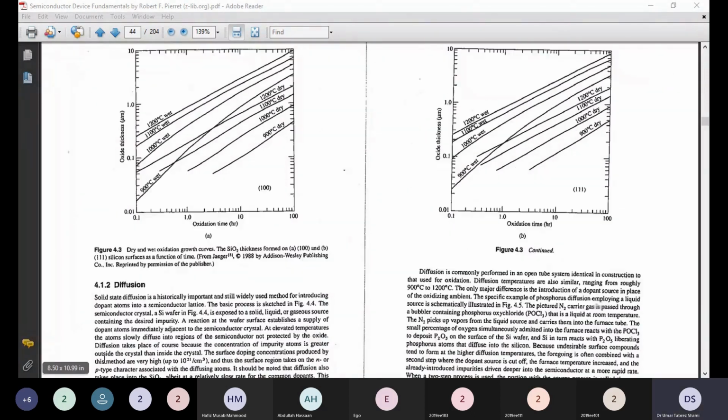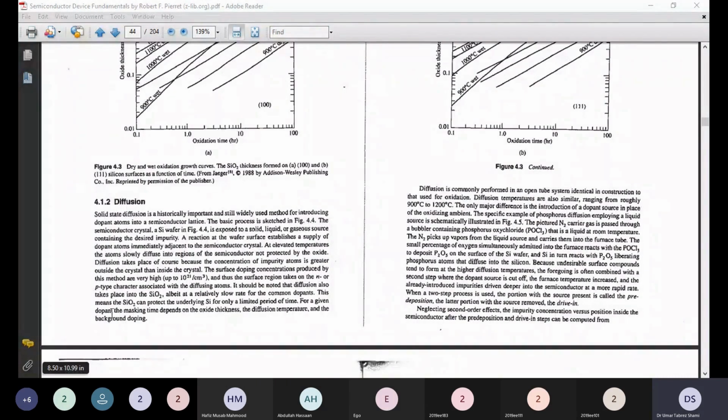Now comes our second article, diffusion, Article number 4.1.2. Solid state diffusion is a historically important and still widely used method for introducing dopant atoms into a semiconductor lattice. The basic process is sketched in figure 4.4.